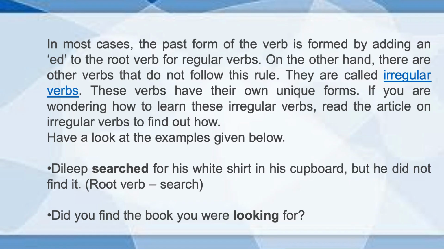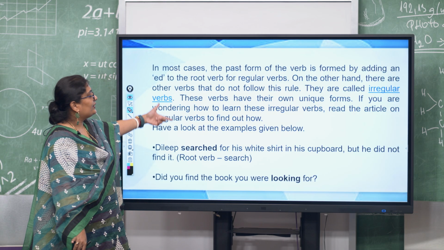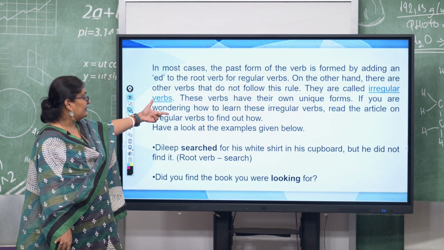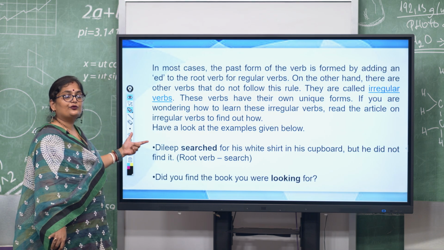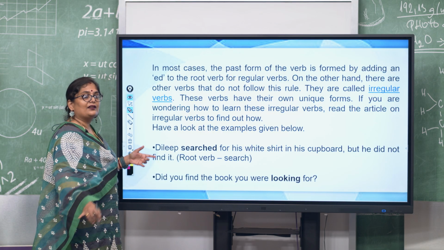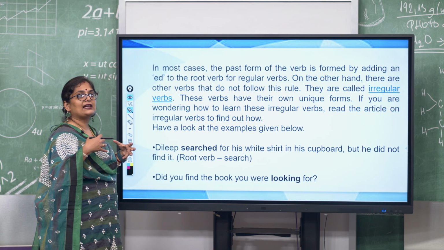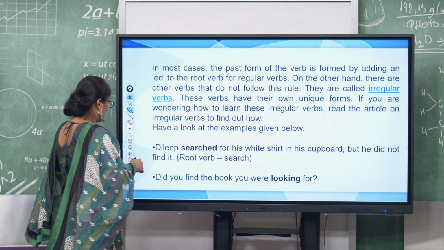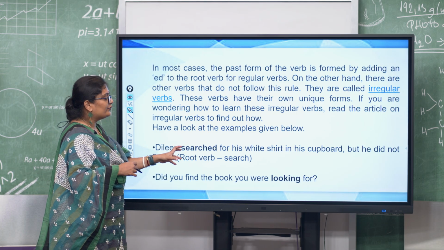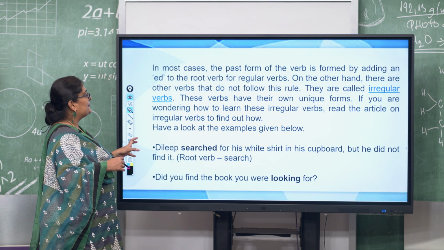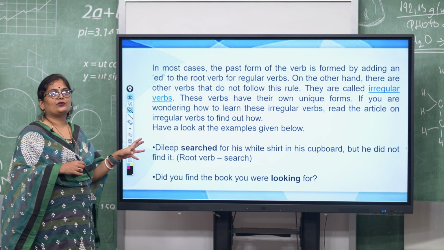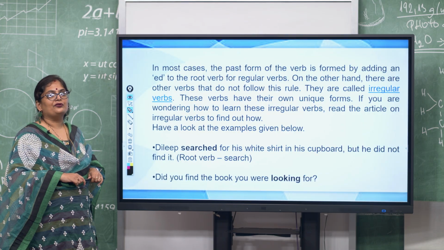Now, have a look at the examples given below. Dilip searched for his white shirt in this cupboard, but he did not find it. Here the root verb is search. You can read the entire para or the article for your reference, but it will be better if you follow the examples sincerely, because only when you follow the examples and practice yourselves, you will be able to grasp the concept thoroughly. Now, did you find the book you were looking for? This is another example that helps you understand the concept of regular and irregular verbs.